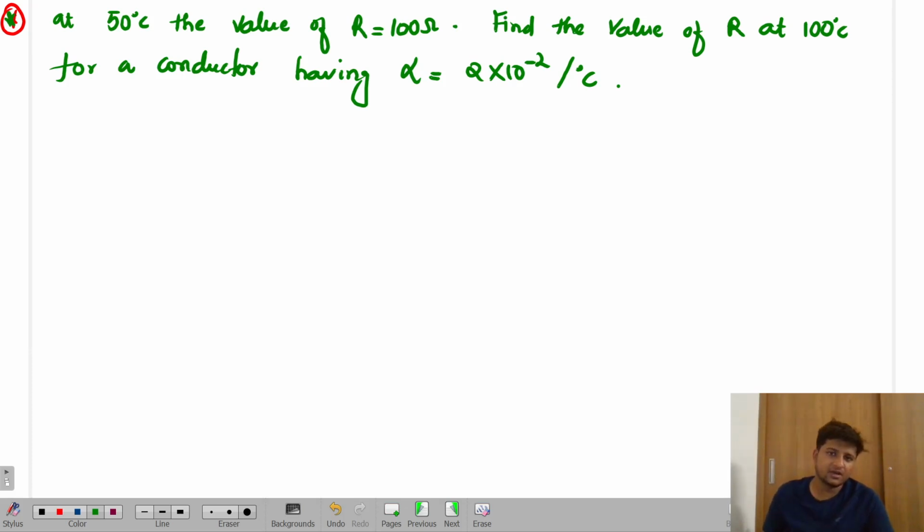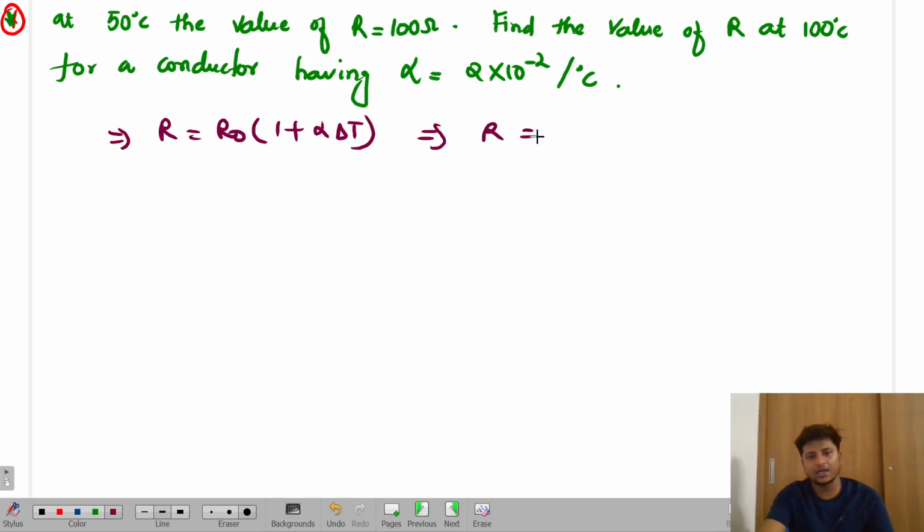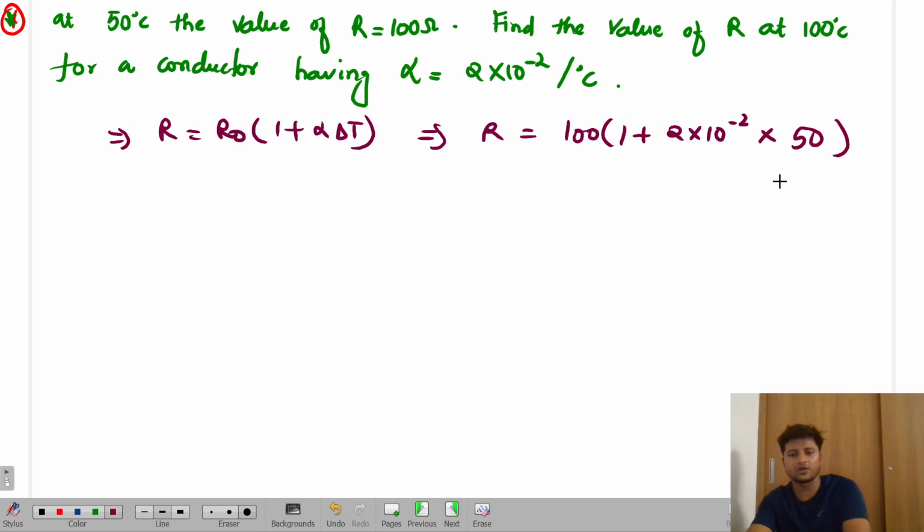This is where people think that this question is very easy. It's an easy question also. I'll tell you what the people will do. They will write R is equal to R naught (1 plus alpha delta t). They will find R. R naught is given 100. Alpha is 2 into 10 to the power of minus 2, and delta t is 100 minus 50, which is just 50, because it is degree centigrade, so no need to convert into Kelvins.